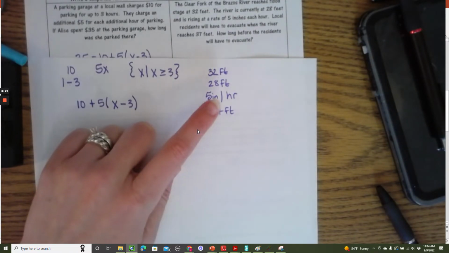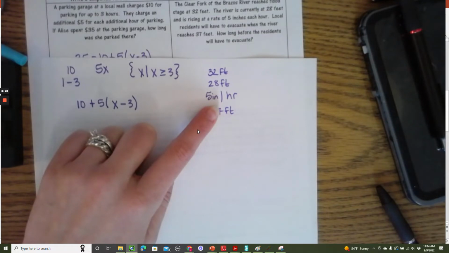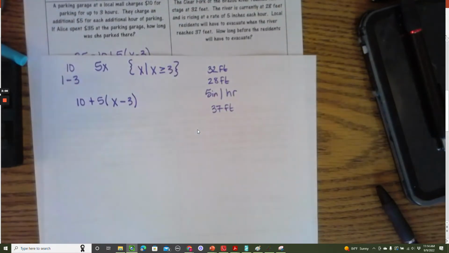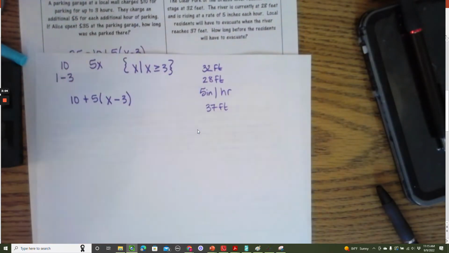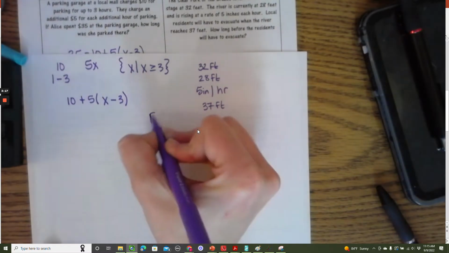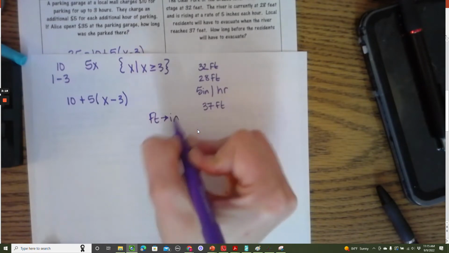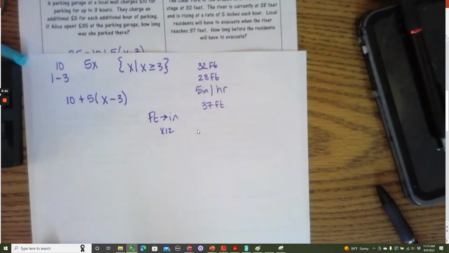Well, when we're talking about measurements, everything needs to be in the same measurement. So if I have some feet and some inches, I can't do anything with feet and inches. I've got to convert something. So do we want to convert feet to inches or inches to feet? Feet to inches, how do we do that? Multiply by 12. Okay, so feet to inches is easy. We just multiply the feet by 12.